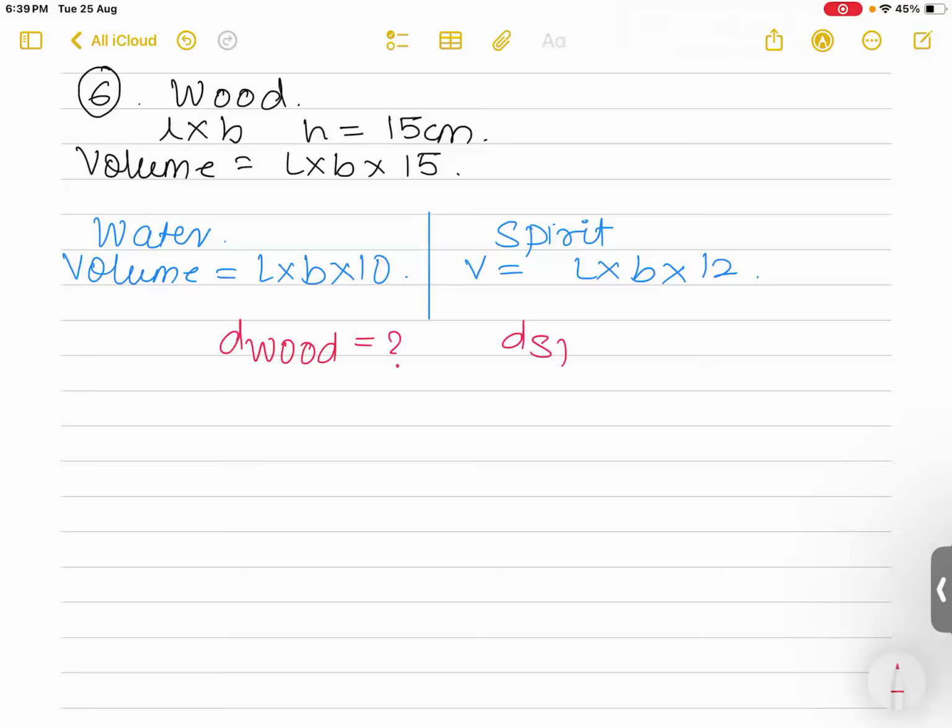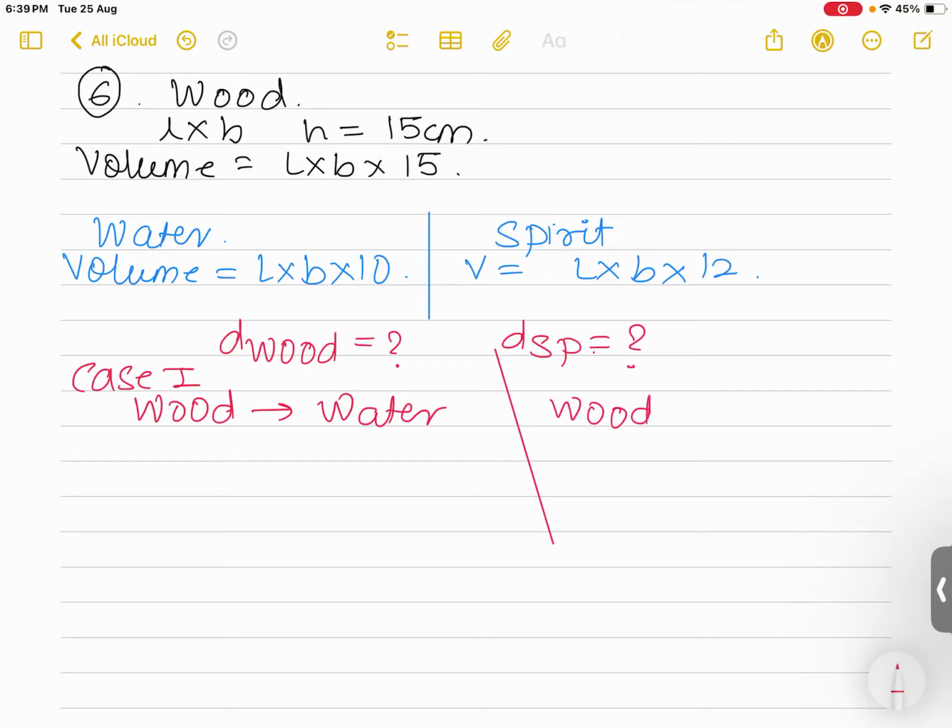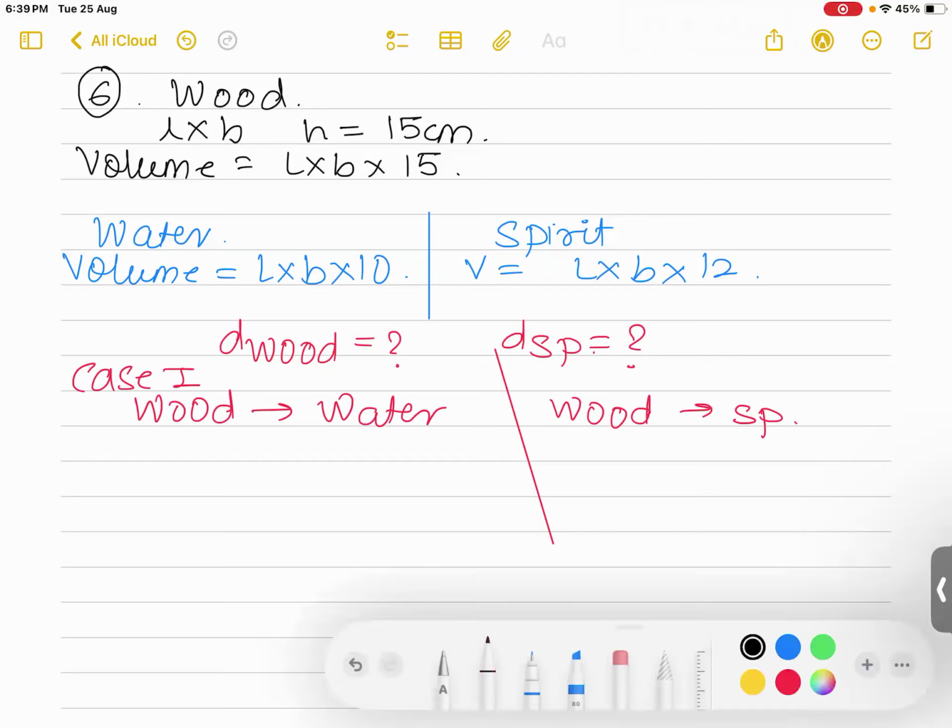This is easier. I need to solve this sum in two cases. My first case will be when the wood is inside the water. That is going to be my first case. And the second case will be when this same wood is inside the spirit. So let's try to calculate wood inside the water. Let's try to do it simultaneously, guys. Even you are trying, even I'm trying.